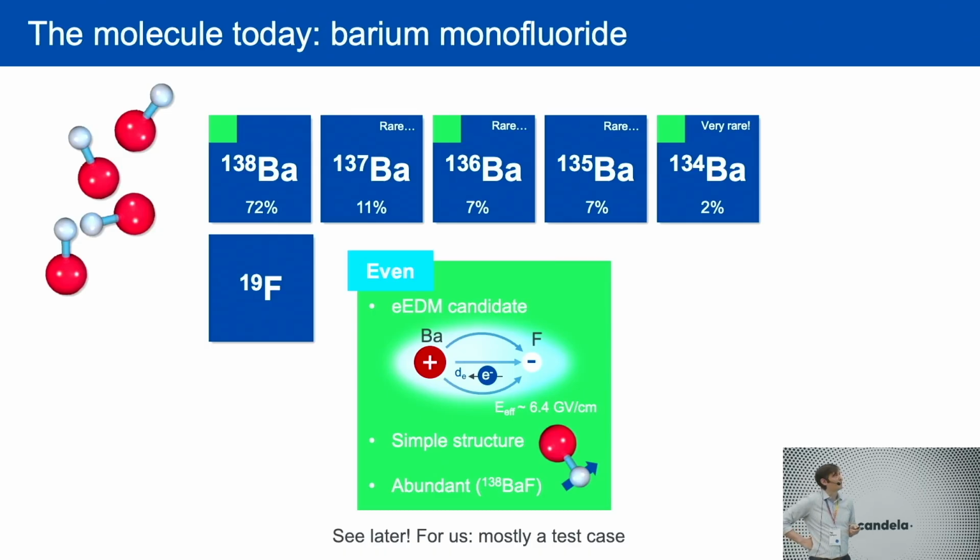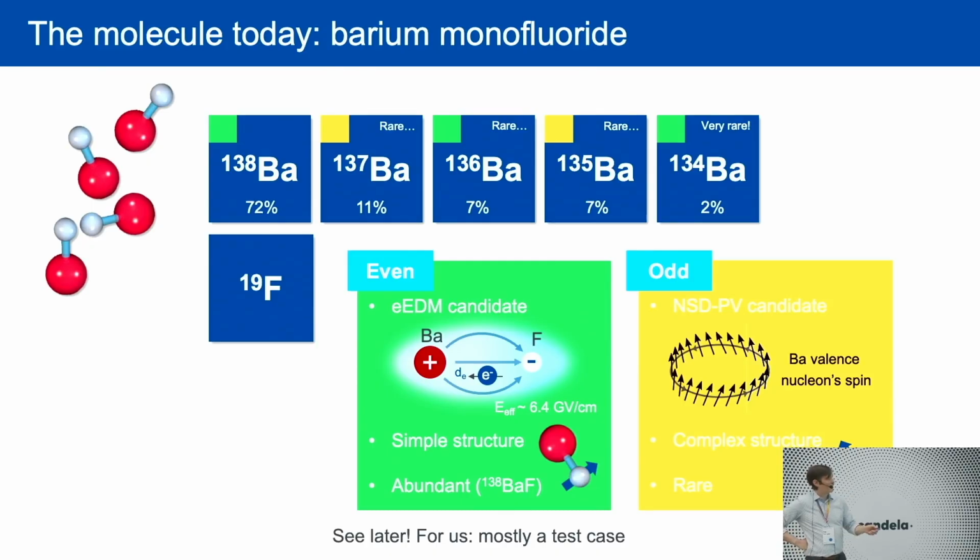And then there are these odd isotopes or odd isotopologues, which are candidates for these anapole moment searches. And what you're really looking at is you want to build a sensor for the dynamics in the end of a valence nucleon. So this is not an electron anymore, but the nucleon that somehow orbits the nucleus. And you're probing the nuclear spin basically of the barium metal. And that gives you this complex structure.